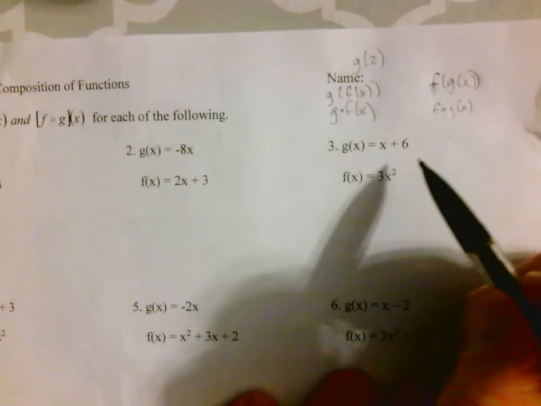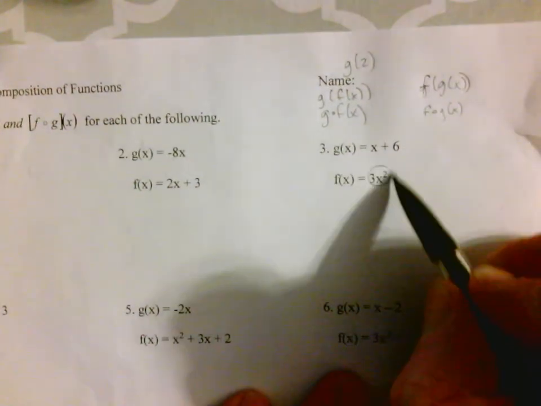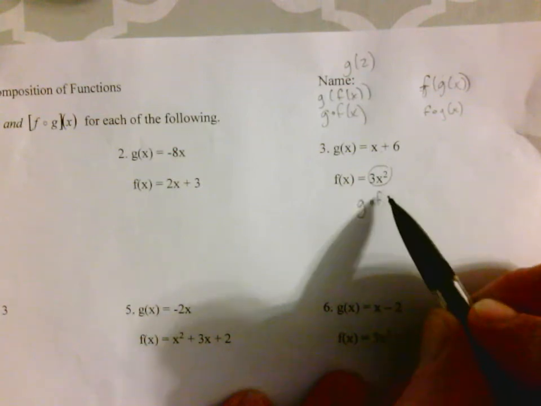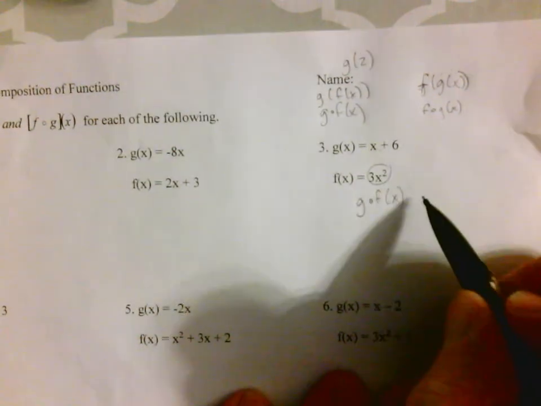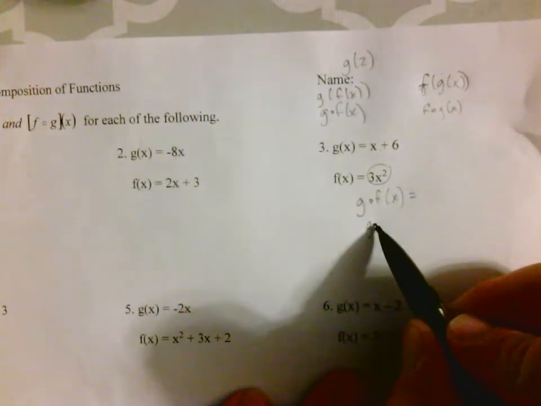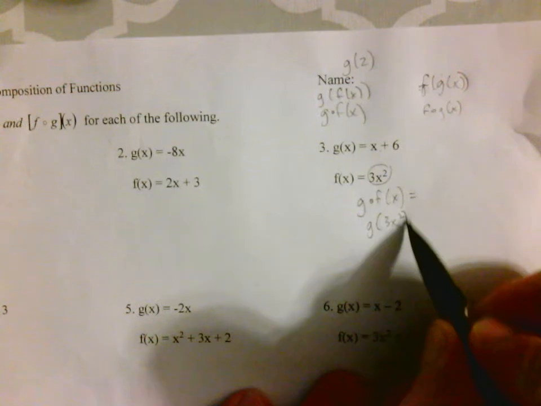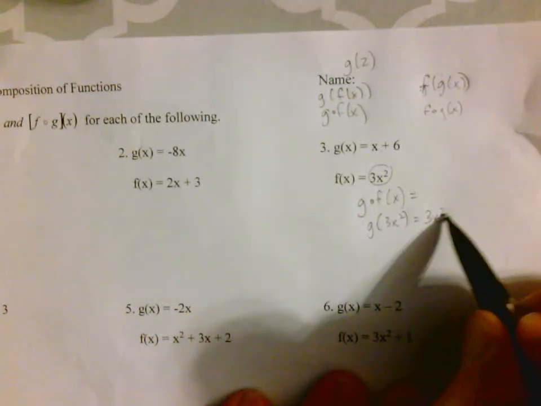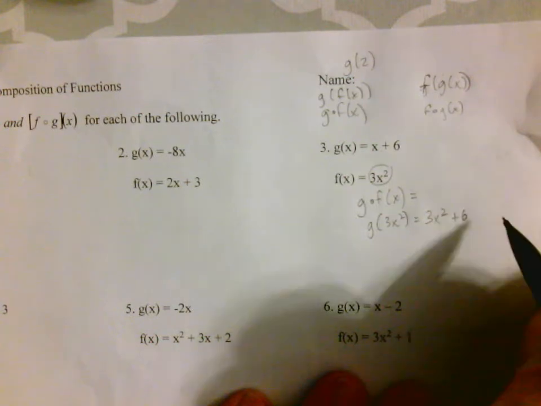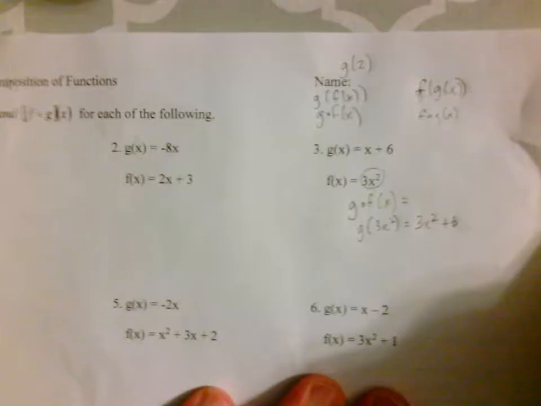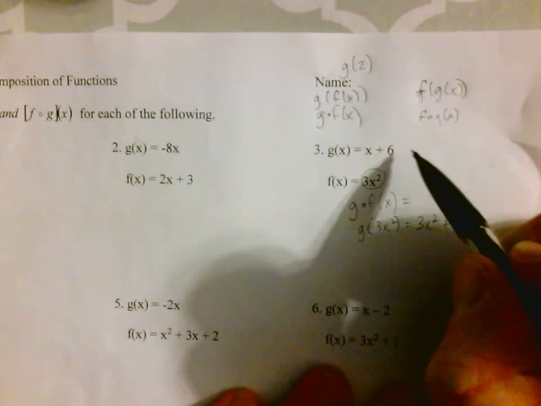So g of f of x would be the same as g of 3x squared, because that's what f of x is. So if you plug in 3x squared there, you get 3x squared plus 6. And then f of g, the other way around, would be taking g of x and plugging it in for x in the f of x.